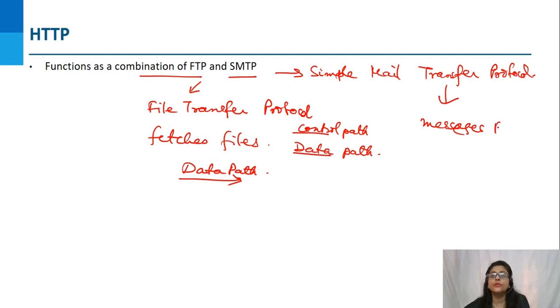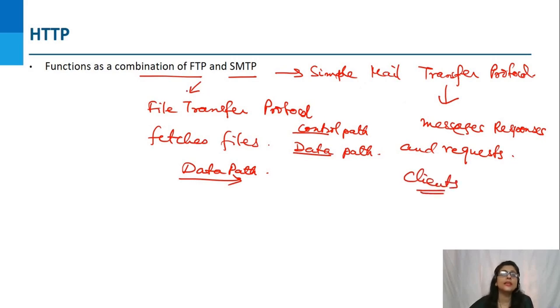in the form of response and request. But in SMTP, these messages are read by the clients, whereas in HTTP, these messages are not read by the users, rather they are read by the HTTP servers and then they are deleted.